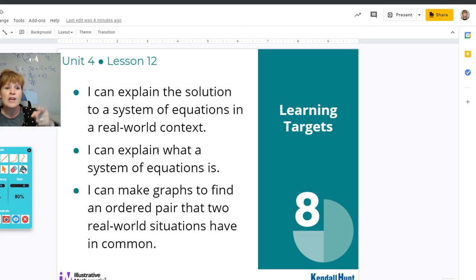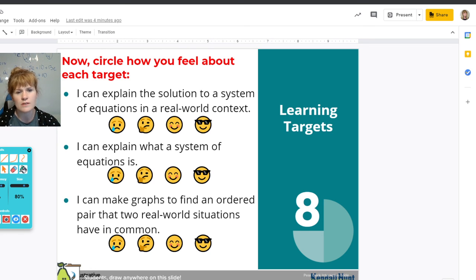And you did that. You graphed the milkshake problem. You graphed passing on the trail problem. And then you graphed the stack of cups problem. You made those graphs. And then you looked for an ordered pair where the lines intersect, if they had an intersection. Go ahead and rate yourself on these learning goals. Circle how you feel about each target.